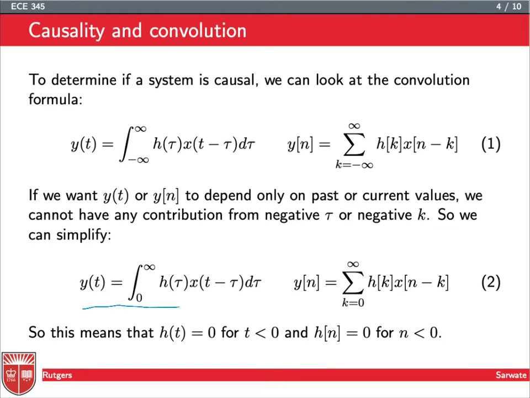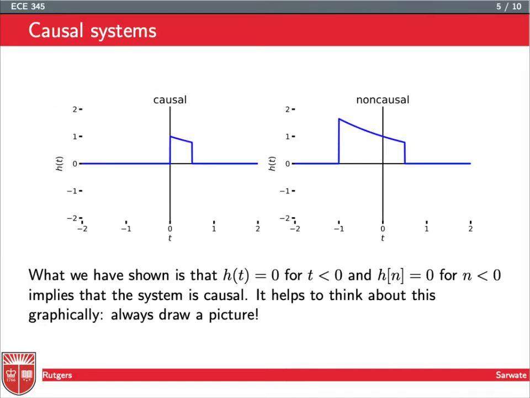So we can simplify our convolution formulas. They can't depend on negative k or on negative tau. This means that the impulse response h of t should be 0 for t less than 0, and h of n should be 0 for n less than 0. Essentially that means we're multiplying by a unit step. But I think the easiest thing to do is to think about this graphically. So what we've shown is that h of t has to equal 0 for t less than 0, and h of n has to be 0 for n less than 0. And this implies that the system is causal.